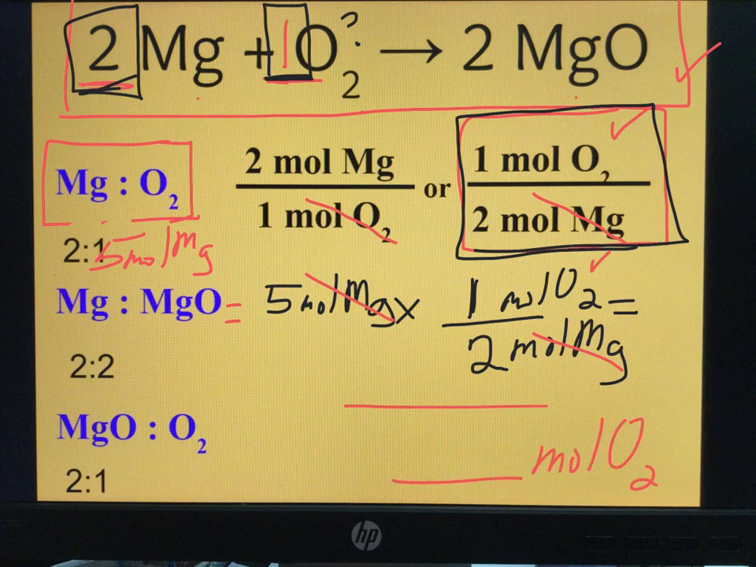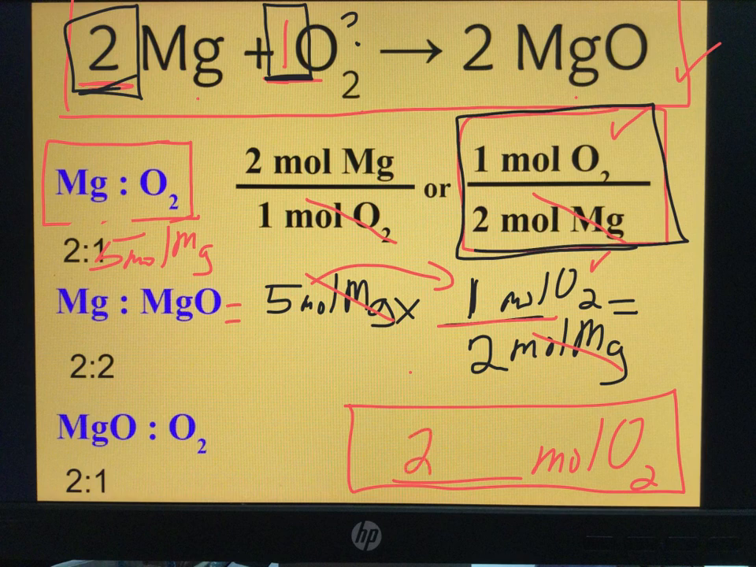Okay, so now all you have to do is everything that's in the top you multiply, everything at the bottom you divide. So 5 times 1 is 5. 5 divided by 2 is what? Yep, you're right. It's a 2.5 moles of oxygen gas. And that's it. That's how you do the setup.